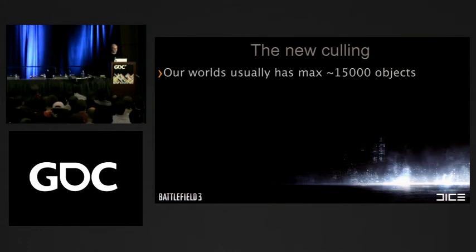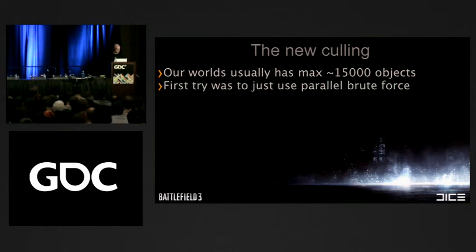So for the new culling, we expect that simultaneously in our worlds we have around 15K objects at the same time, and that is pretty much what we looked at when we were designing this new system, because it's really important to know if you have 15K objects or 150K when designing a system like this. In our case, this is usually around the maximum number, so that's what we worked on when we decided to rewrite the system.